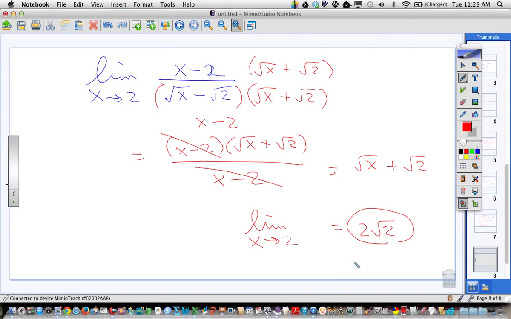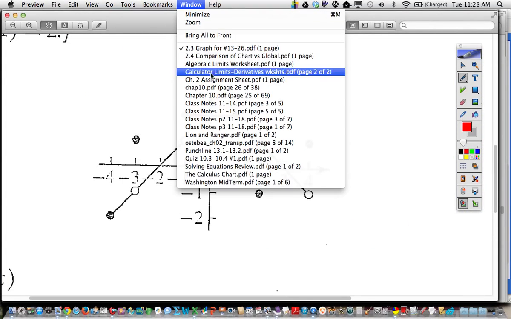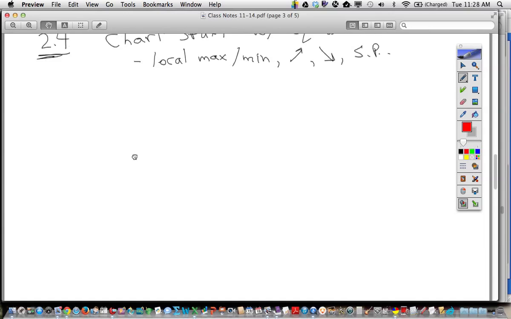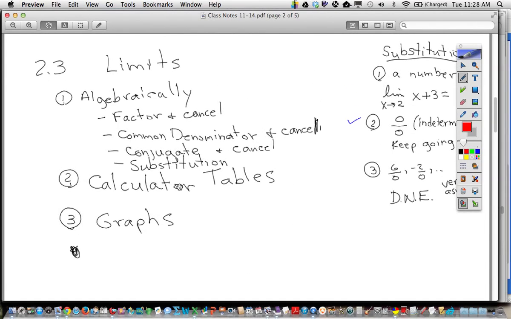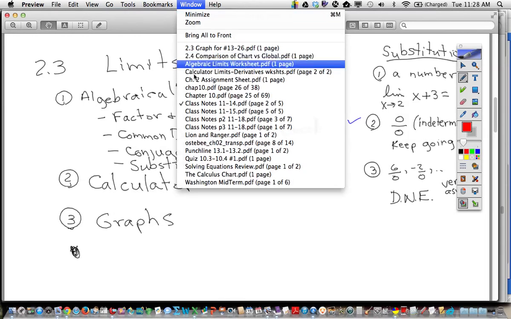Limits. Back on last Thursday, when we ran through this stuff, here are these limits. Okay, so look what we've done. We talked about substitution. If you get "does not exist," common denominator cancel, conjugate cancel, factor cancel. We talked about calculator tables, and then graphs, limits from graphs. That's not hard at all.